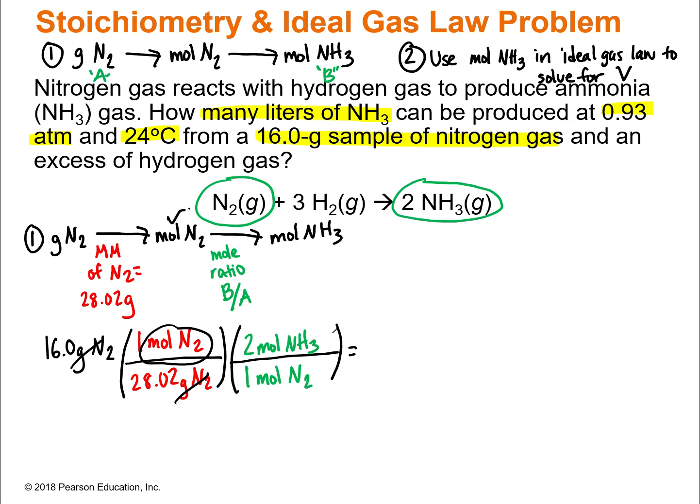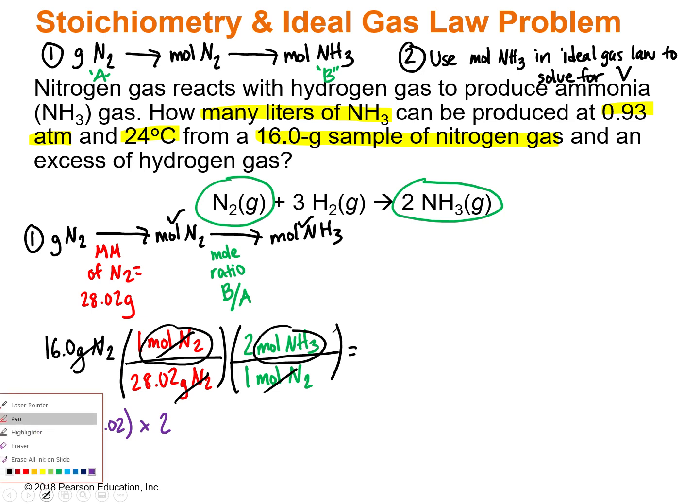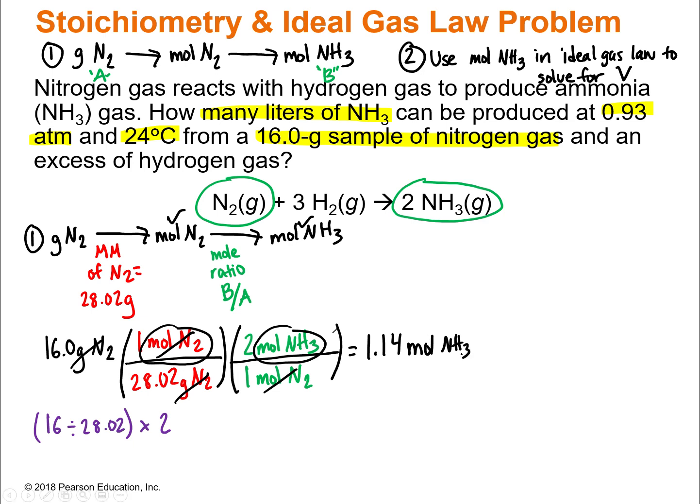We get to moles of nitrogen gas, moles of ammonia. In your calculator, 16 divided by 28.02, you multiply that by 2. That math, you should get 1.14 moles of ammonia.